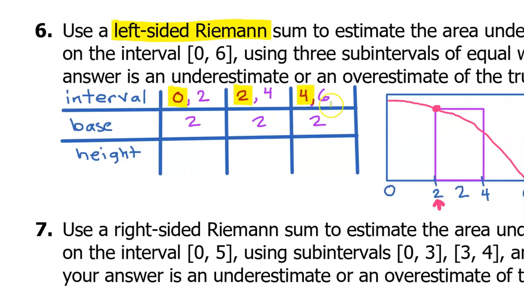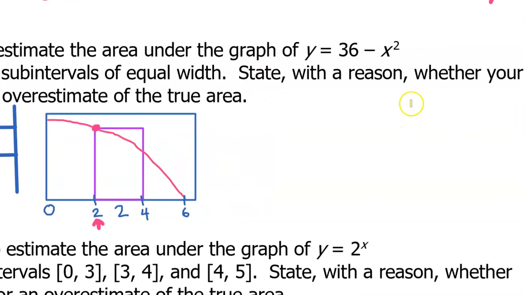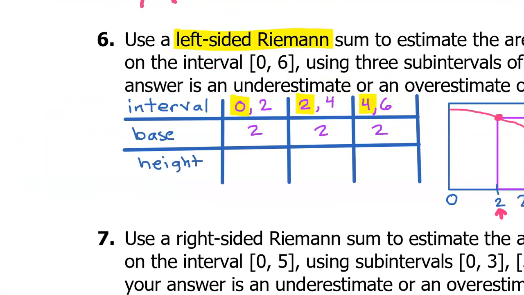But what am I talking about? How do I calculate the actual height of the rectangle? Well, the height of the rectangle is the value of the function that we're using. y equals 36 minus x squared. So we can calculate these heights by using y equals 36 minus x squared. For the first interval, we're using the left side, so x is 0. So 36 minus 0 squared. Well, that second term is just 0, so the height of this rectangle will be 36.